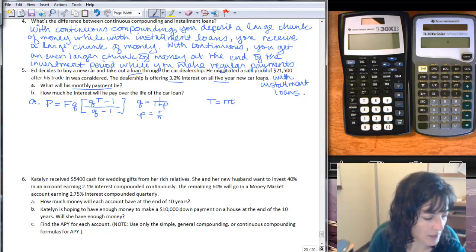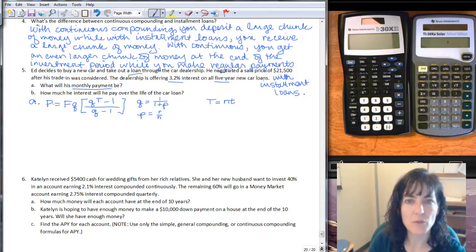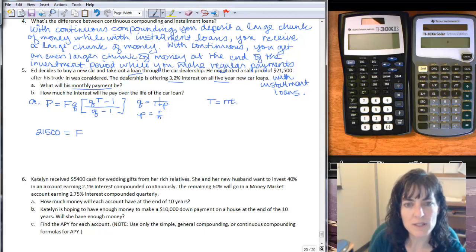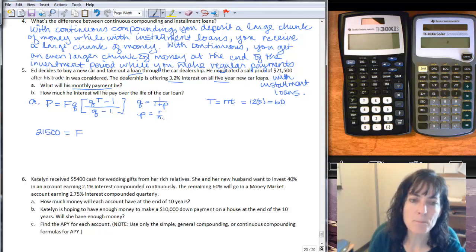So what will his monthly payment be? Remember, the P here is the monthly payment, so that's what we'll be solving for. So the F is the, nope, I take it back. This P out here is the total loan price that he's taking, the $21,500, so we'll put that down here. And then the F is going to be the payment amount. Let's figure these things out. So the little t is 5 years times, if it's a monthly payment, then it's going to be 12 for the n. So 12 times 5, he'll be making 60 payments. And then the periodic rate, the little p, is going to be his interest rate, 0.032 for 3.2% divided by that 12.